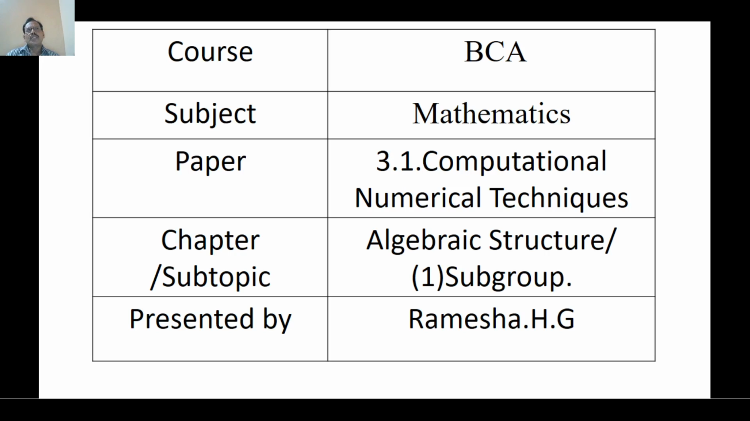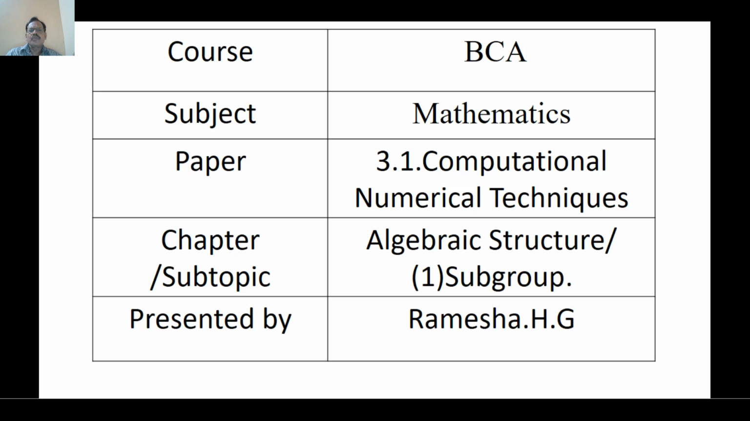Z2 containing 0, 1 is a group under addition modulo 2. Z3 containing 0, 1, 2 is a group under addition modulo 3. Z4 containing 0, 1, 2, 3 is a group under addition modulo 4. So like this, there are several examples of groups. The set of all 2 cross 2 matrices forms a group under addition. So these are some examples of groups.